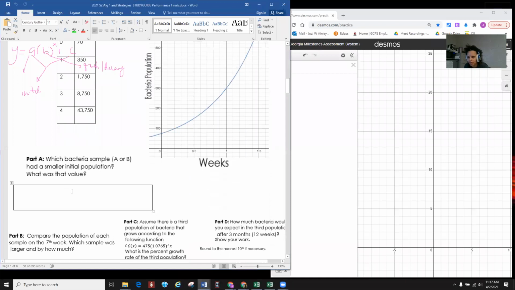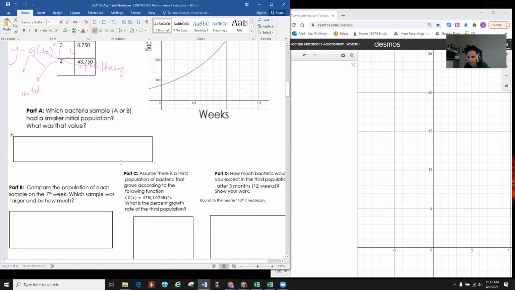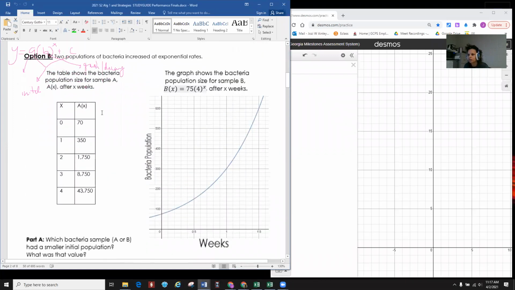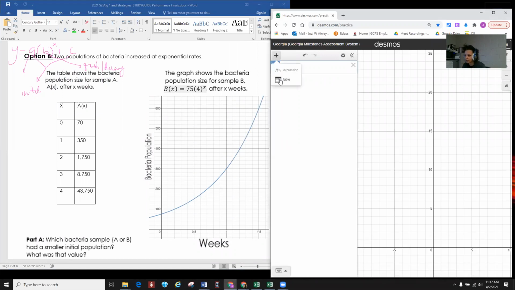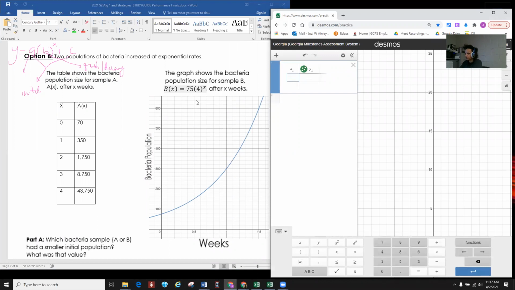Let me see what it asks. It doesn't ask me anything about showing my work. Okay, great. So I'm just going to put this in the calculator. Put a table in the calculator. Remember the plus sign, table. Put in your values, 0, 1, 2, 3, 4. Y is 70, 350, 1750, 8750, 43,750.